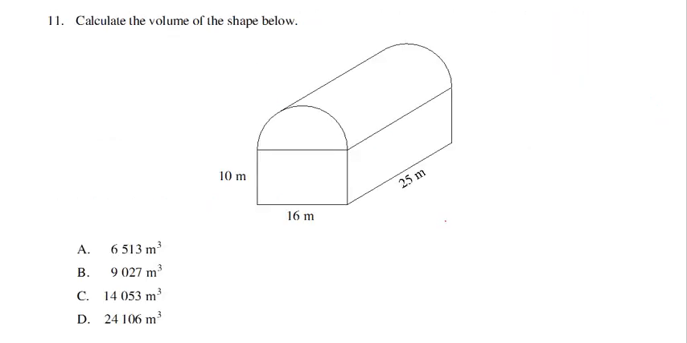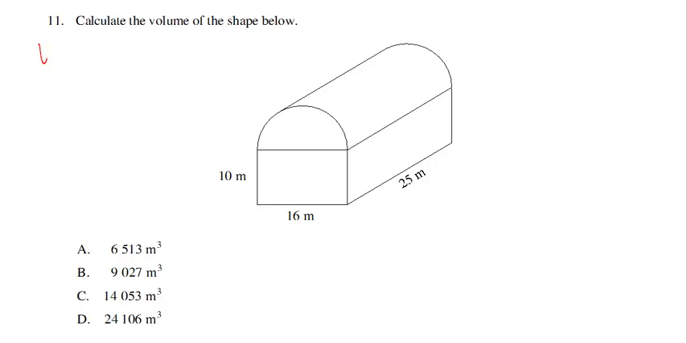All right, number 11, calculate the volume of the shape below. You'll notice that this is kind of an interesting composite shape. We have a rectangular prism down on the bottom here, and we have half a cylinder up top. So I'm going to break this into the two shapes that we have here, and then we'll join them up and find the total volume in a second.